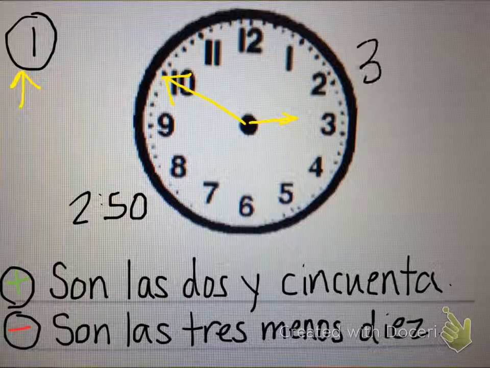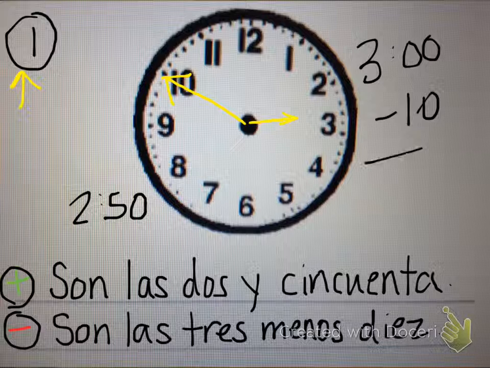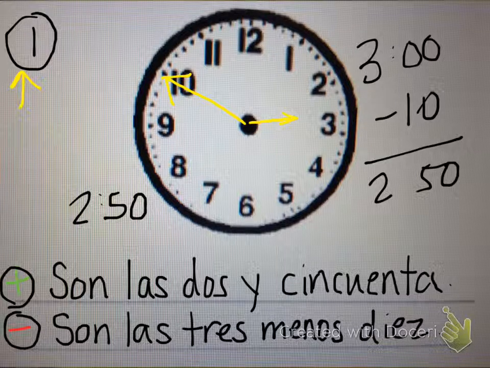Okay, so if it's 3 o'clock and we take away 10 minutes from that, remember this isn't real subtraction, this is time subtraction. 3 o'clock minus 10 minutes is 2:50. Okay, hopefully that makes some sense. We're going to be doing some more examples and then I'm going to have you guys do a couple on your own as well to show me on Monday. All right, pause this if you need more time to write. We're going to move on to clock number 2.